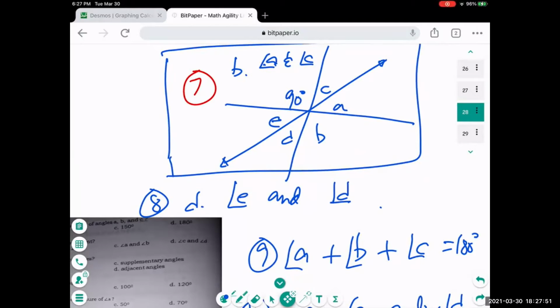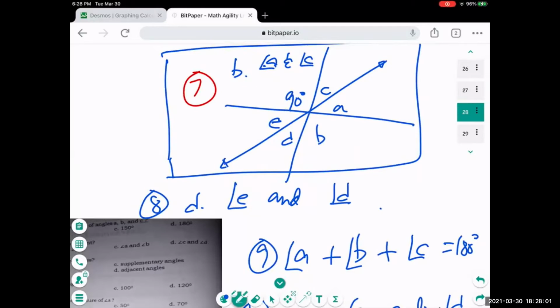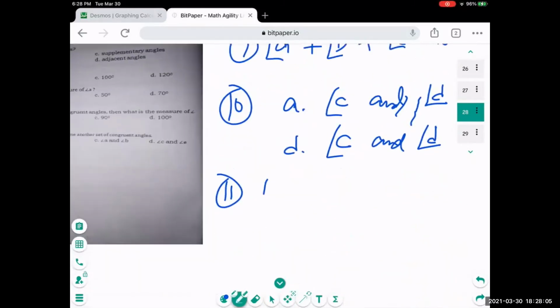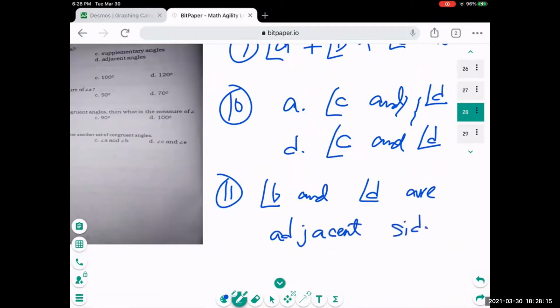Angle B is this, and D, we can call them adjacent, right? So B and D are adjacent angles. So for question number 11, angle B and D are adjacent angles because they have the common side and vertex.